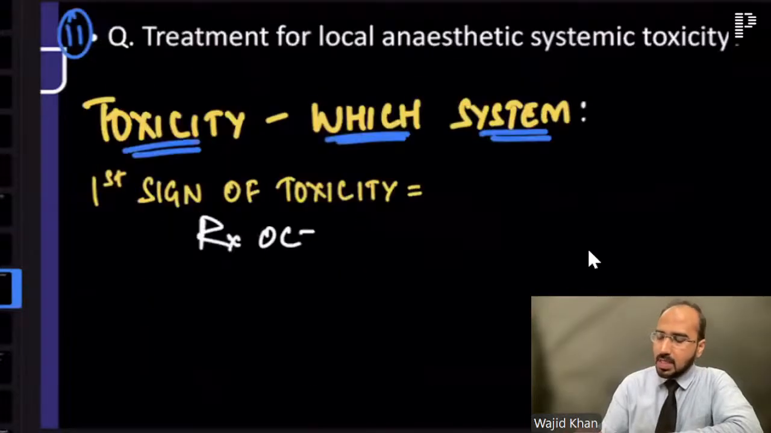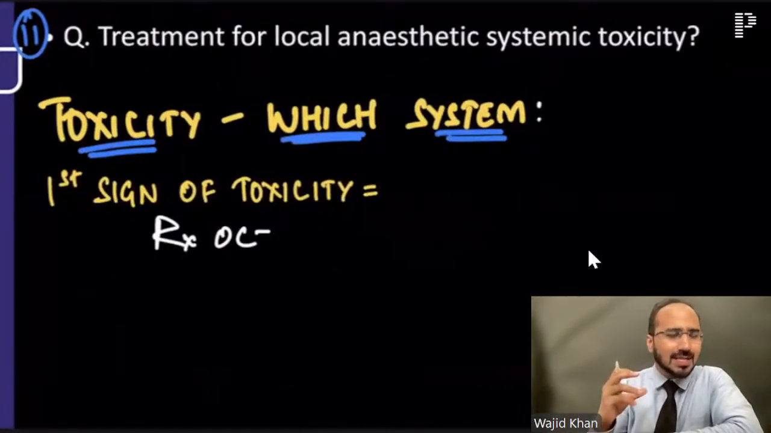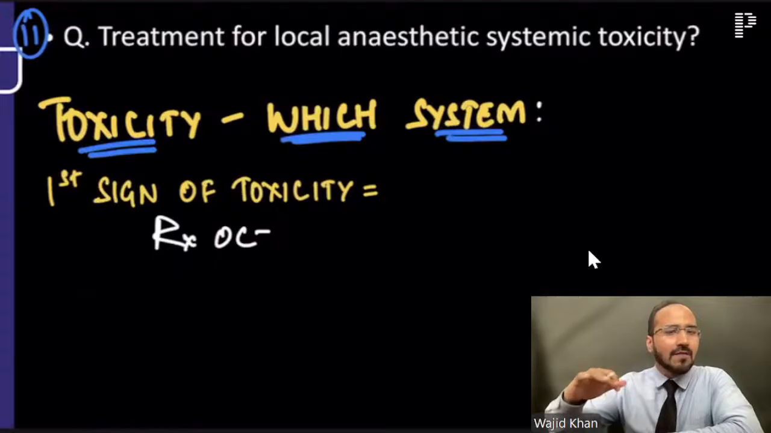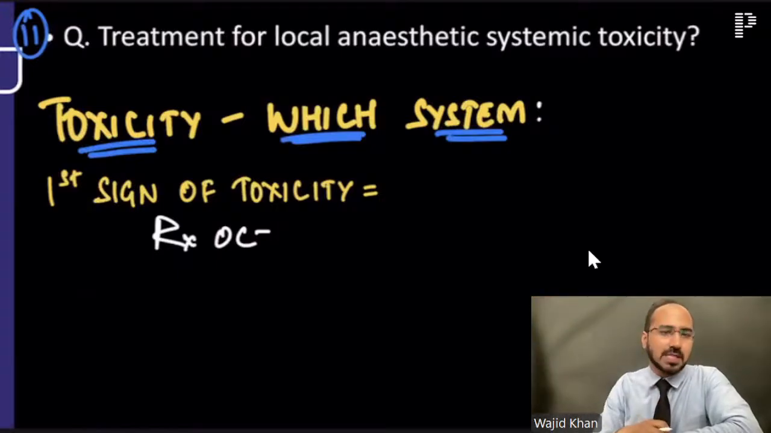Okay. Now, imagine, guys, you have to give local anesthetic in a normal dose. But if you have exceeded the dose and gave it to the patient, then what will happen? There will be chances of local anesthetic systemic toxicity.